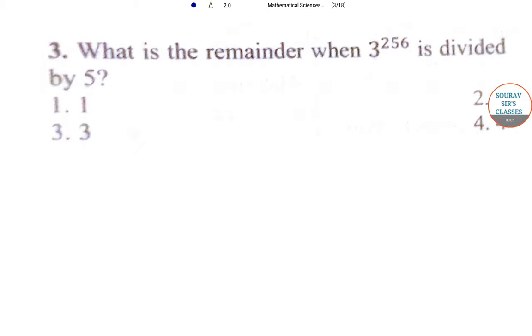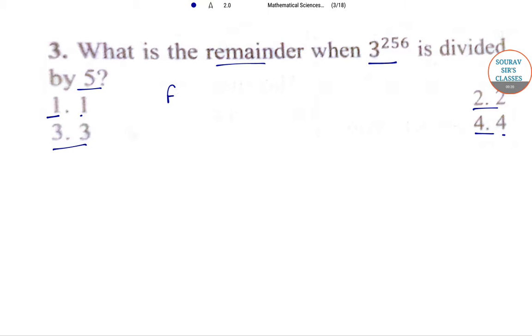The question is, what is the remainder when 3 to the power 256 is divided by 5? Option 1, 1, option 2, 2, option 3, 3, and option 4, 4.